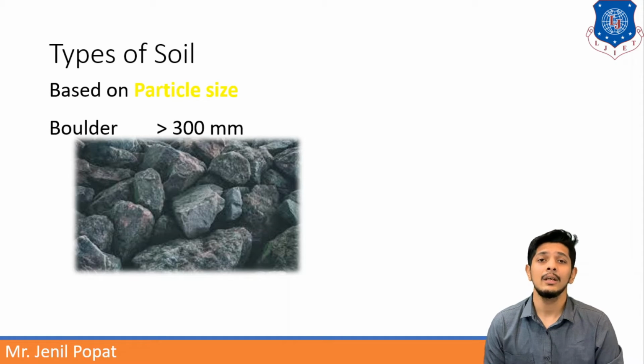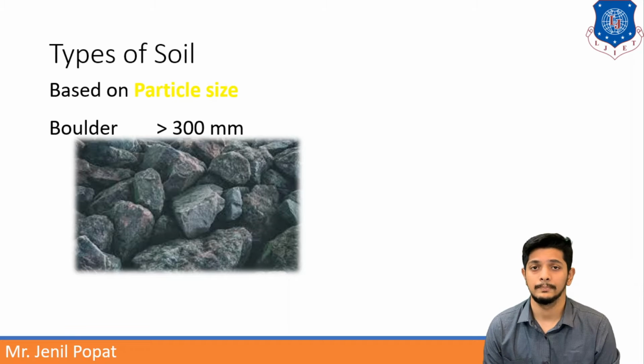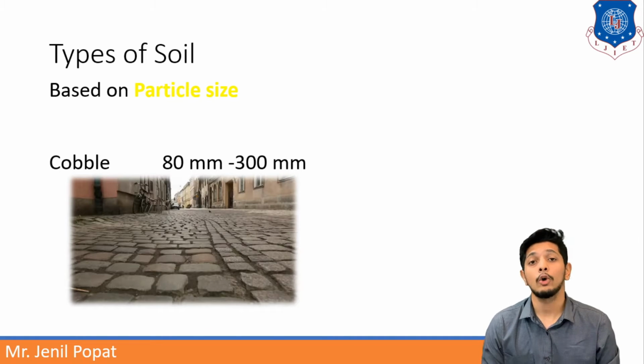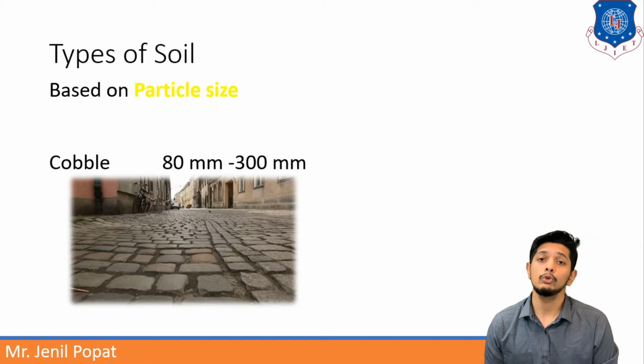Boulders are generally not used in normal construction. If there is extraordinary construction, boulders may be used. They generally occur in natural forms. Moving further, cobbles. Cobbles range from 80 mm to 300 mm in diameter. Cobbles are used to construct pavements, or we can say walkways on the street. They are a comparatively economical option.